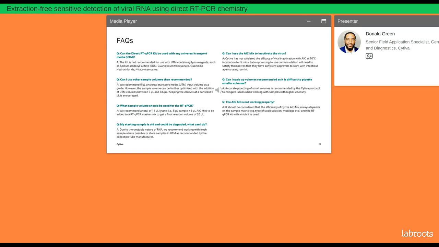Can I scale up volumes recommended as it is difficult to pipette smaller volumes? We understand that, however, the accurate pipetting of the smaller volumes is recommended to really mitigate issues when working with samples with higher viscosity. The AIC mix is not working properly. What should I do? It should be considered that the efficacy of the Cytiva AIC mix always depends on the sample matrix or the type of swab solution and the RT qPCR kit to which it was used.